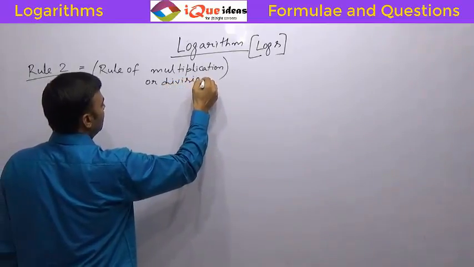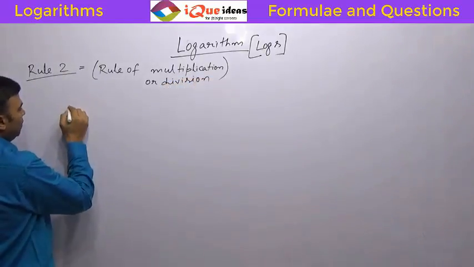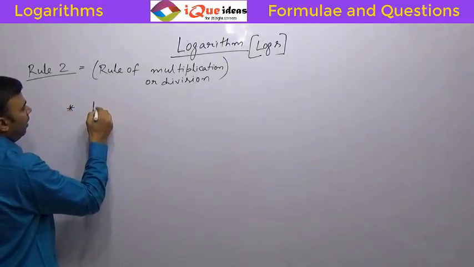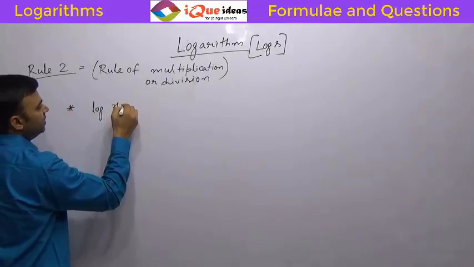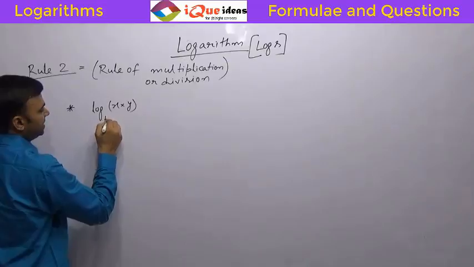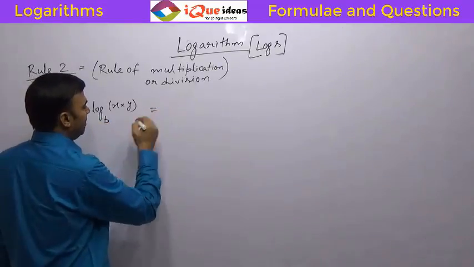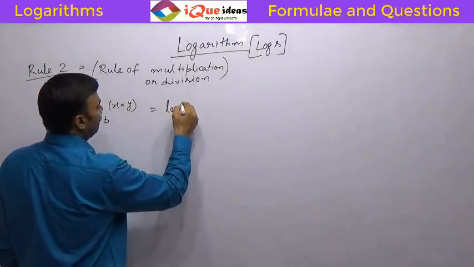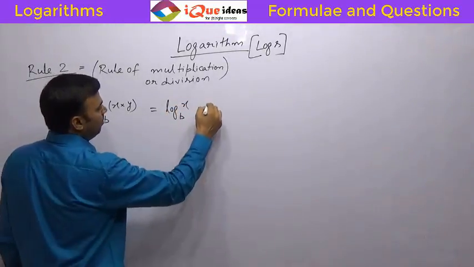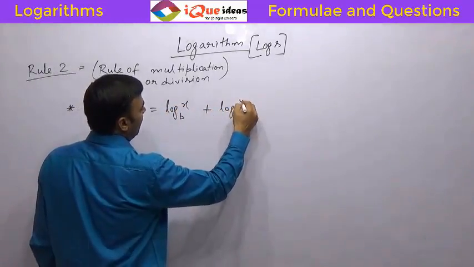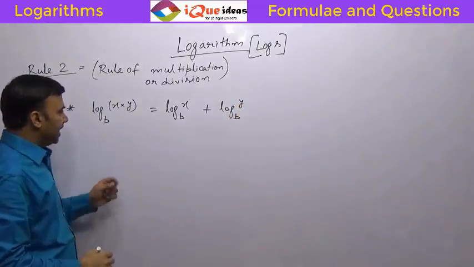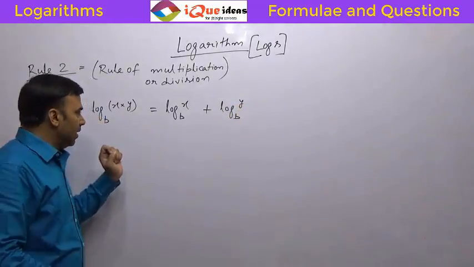How does this work? Let's see. Suppose we have log of x into y to the base b. Now we can separate them. If we separate them, what happens? We have log of x to the base b plus log of y to the base b. So understand, the base remains the same.